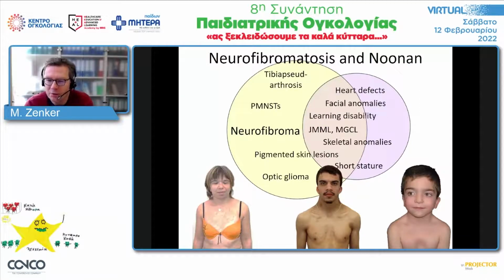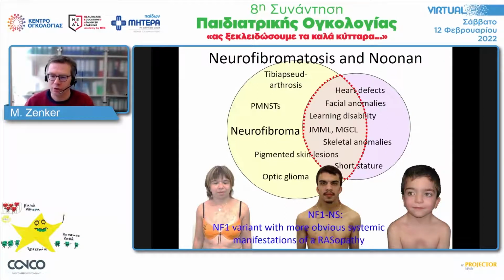They have learning disabilities. They have the same type of tumor predisposition with JMML, or these giant cell lesions of jaws. They may have skeletal abnormalities, and also neurofibromatosis patients are a little bit shorter than expected from the family background. And some of these patients actually have a combined phenotype, which is called NF1 Noonan syndrome, but which is nothing else than a more severe expression of this Noonan part of the disorder, in addition to what neurofibromatosis is typical for.